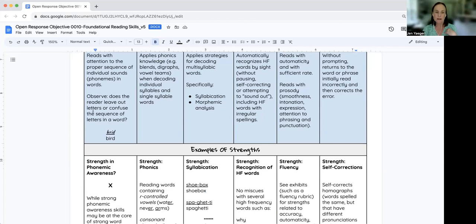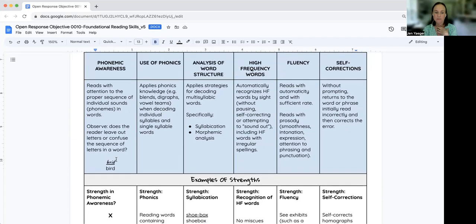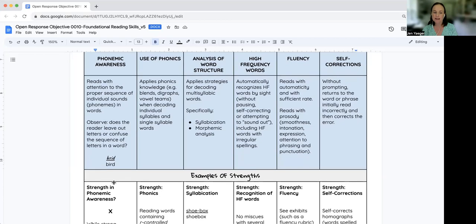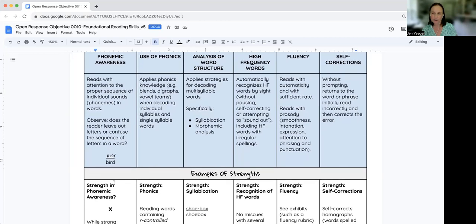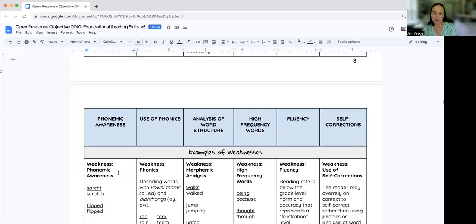So if you see an error such as this, brid over bird, the word brid means the way that it was pronounced, and the word in the text is bird, that may indicate a weakness in phonemic awareness. I suspect that it's harder to find a strength in phonemic awareness that you can confidently write about in your response. So I would be looking to see if there are any errors such as this, which would indicate a weakness. So we'll get to weaknesses below here in a moment.